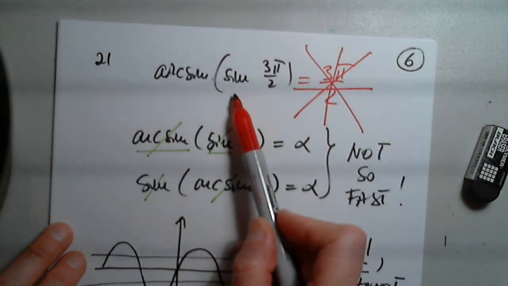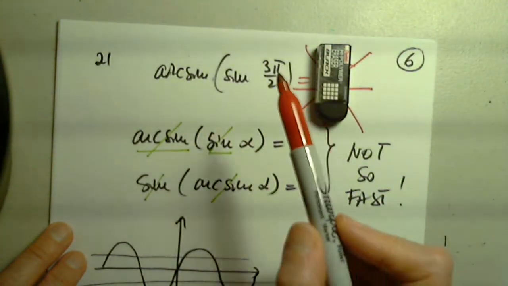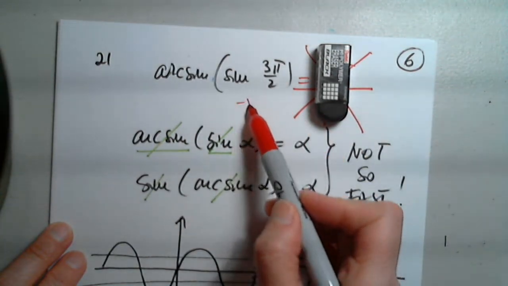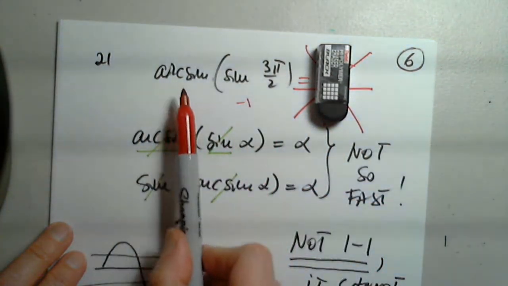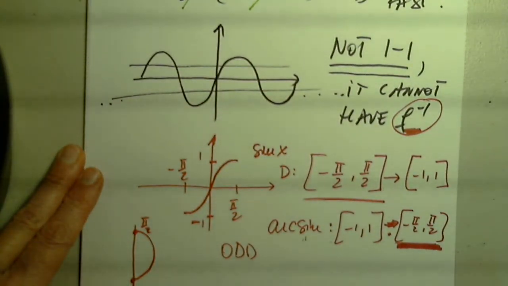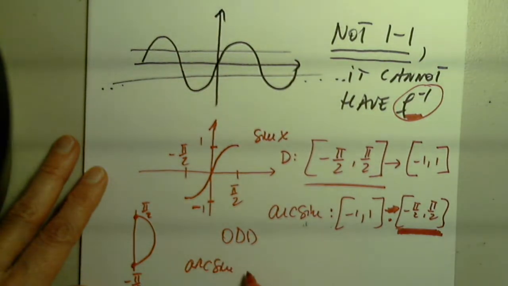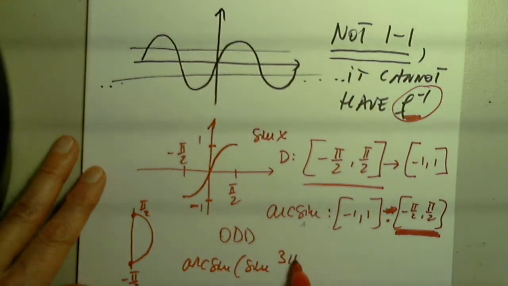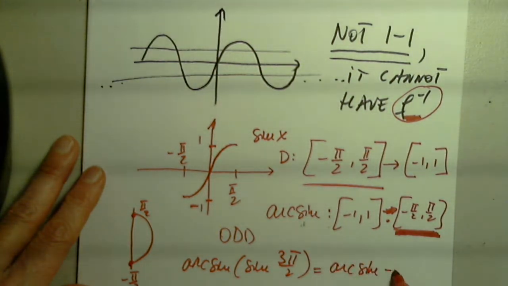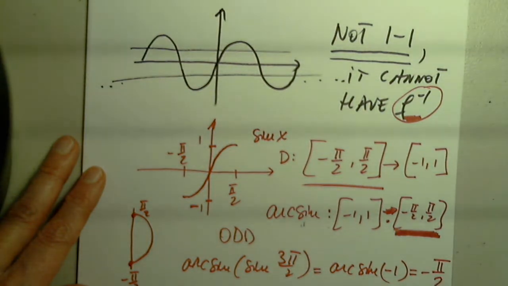Can I still get the answer? Of course, but I cannot write 3π/2. I have to find the sine of 3π/2, which I already know, it's -1. And then I have to apply arc sine to -1, which I know is -π/2. So arc sine of sine 3π/2 is arc sine of -1, which equals -π/2.